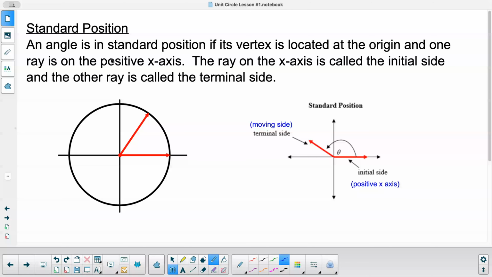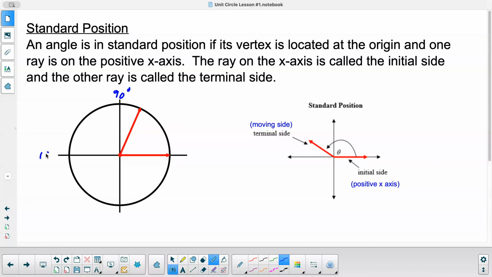Okay, so another thing that we're going to learn is called standard position. An angle is in standard position if its vertex is located at the origin and one ray is on the positive x-axis. Okay, so the ray on the x-axis is called the initial side. So I got a little picture right here, initial side. This side never moves. And then the moving side is called the terminal side. So it ends up looking like this here. If I start right here, and then this is my angle. So this would be a positive angle. This would be between 0 and 90, because obviously up here, this is 90.